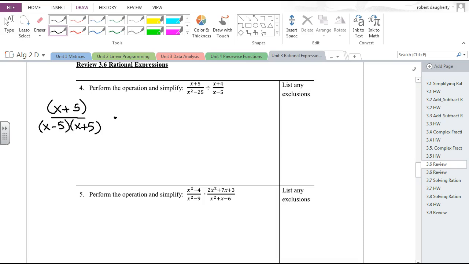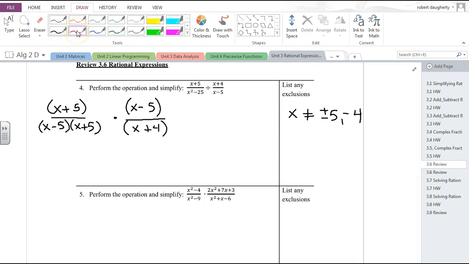So multiplying, I'm going to flip the next fraction. That is x minus 5 over x plus 4. What are my exclusions? x cannot be plus or minus 5 or negative 4.